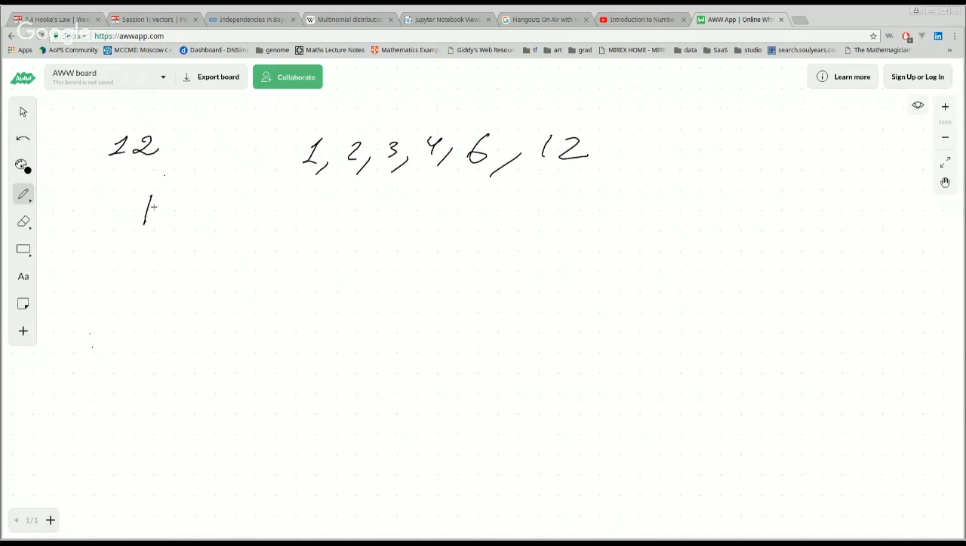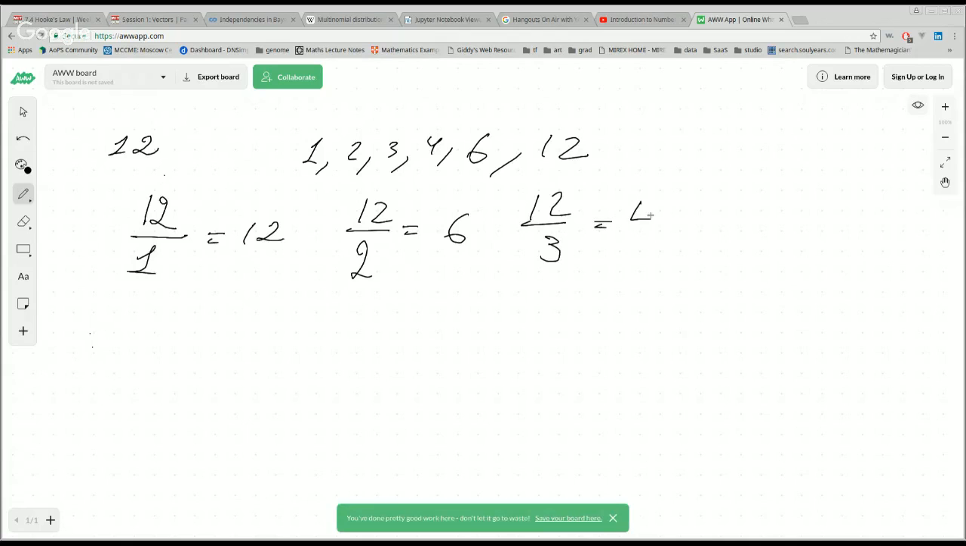Let's try to divide our number 12 by each one of these numbers. So we know that if we divide 12 by 1, we get 12. If we divide 12 by 2, we get 6. And if we divide 12 by 3, we get 4. And by 4, of course, we get 3. And by 6, we get 2. And by 12, we get 1.